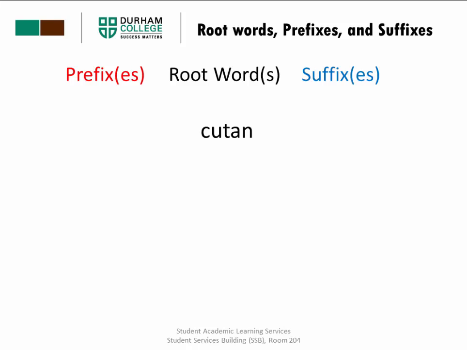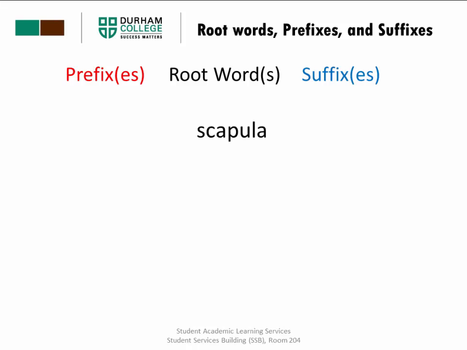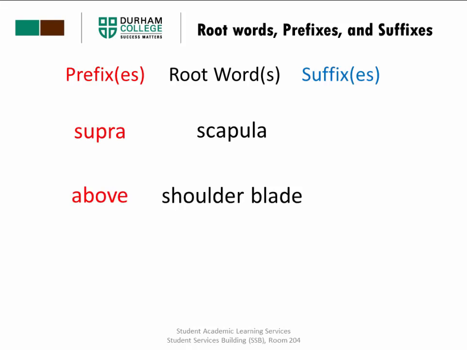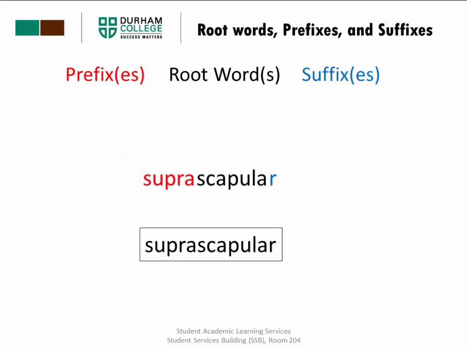Another example is cutane, which means skin. We can add the prefix sub, which means below, and then the suffix ius, which is the noun forming portion. In the end, we form this word subcutaneous, which means below the skin. Another example is scapula, which means shoulder blade. We can attach supra in front of this root word, which means above, and the suffix r, which helps again to form the noun. In the end, we have the word suprascapular, which means above the shoulder.